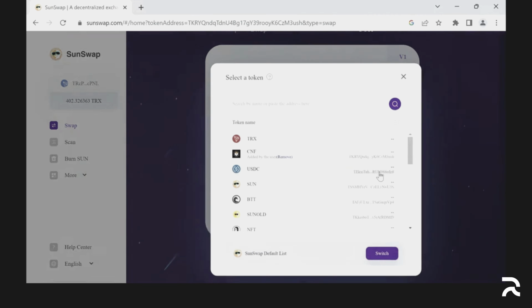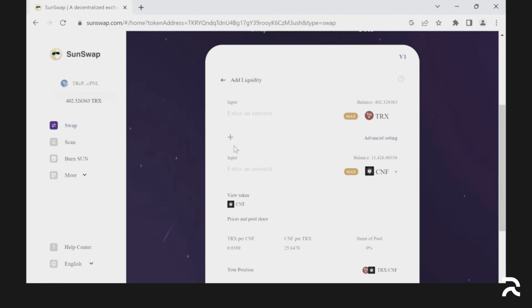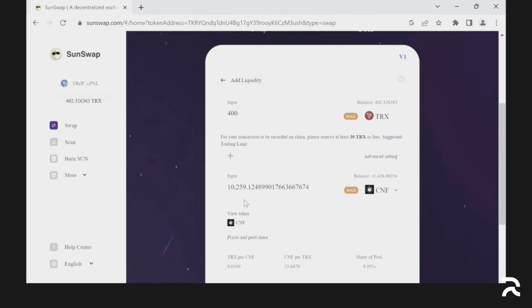Confirm your wallet transaction. You will need to confirm the transaction in your wallet. This might require you to sign off on the transaction if you have security features enabled. Transaction submission. Once confirmed, your transaction for creating the trading pair is submitted to the blockchain.